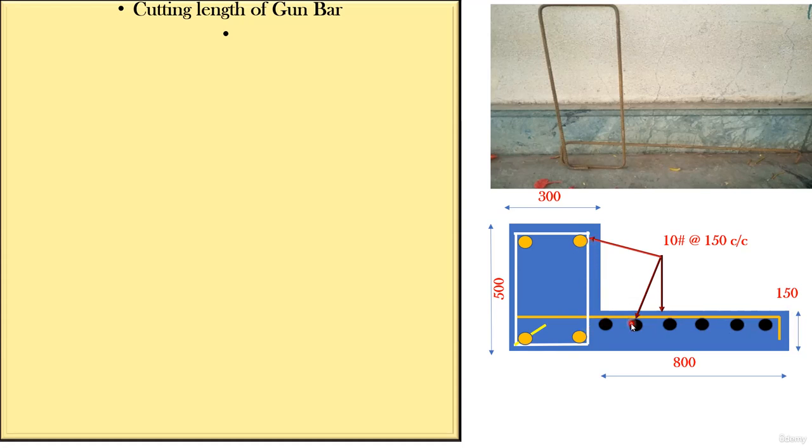All three are given as 10 diameter bars, and the spacing is 150 center to center. From the outer edge to the inside of this beam, up to the outer of this beam, this length is 800 mm. Got it? So we'll start the calculation for that.